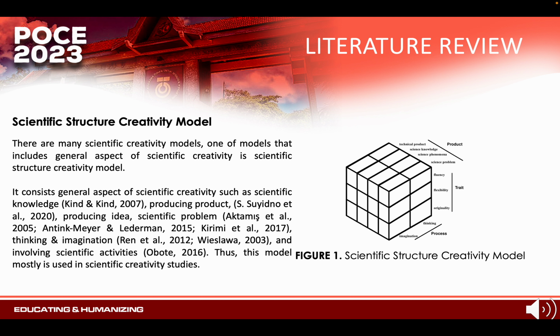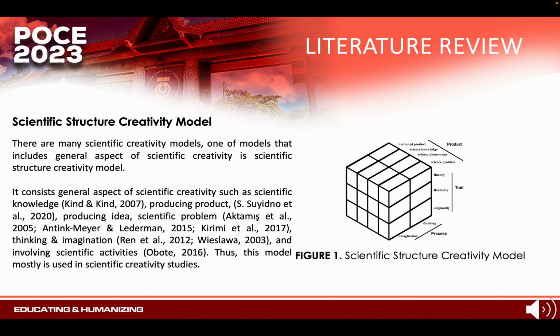The second part is literature review. The first is the scientific structure creativity model. There are many scientific creativity models such as the PART model, Occurrence model, and Huedi model, or scientific structure creativity model. One of the models that includes general aspects of scientific creativity is the scientific structure creativity model by Huedi 2002. Based on figure 1, this is the scientific structure creativity model. There are three main dimensions, which are product, trade, and process.